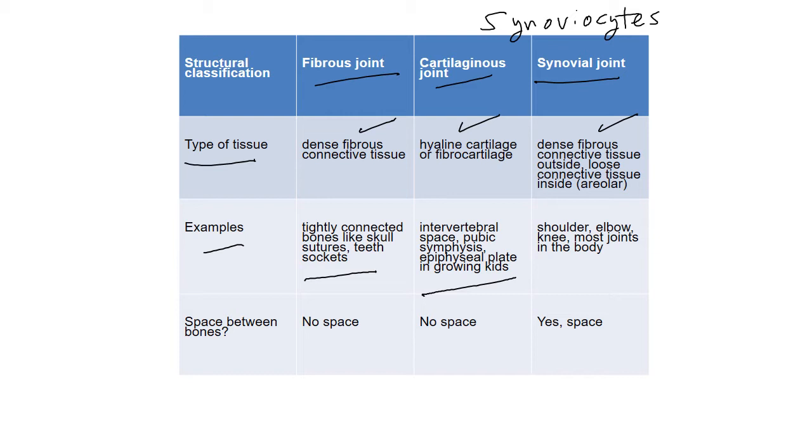In a synovial joint, you have the shoulder, elbow, knee, most joints in the body. Is there space between the bones? For a fibrous joint, no. In the cartilaginous joint, no space, and yes for a synovial joint. Okay, so there's our structural classifications.